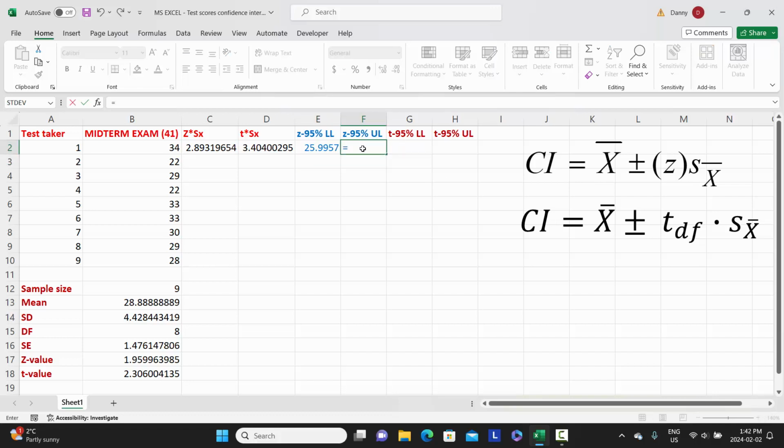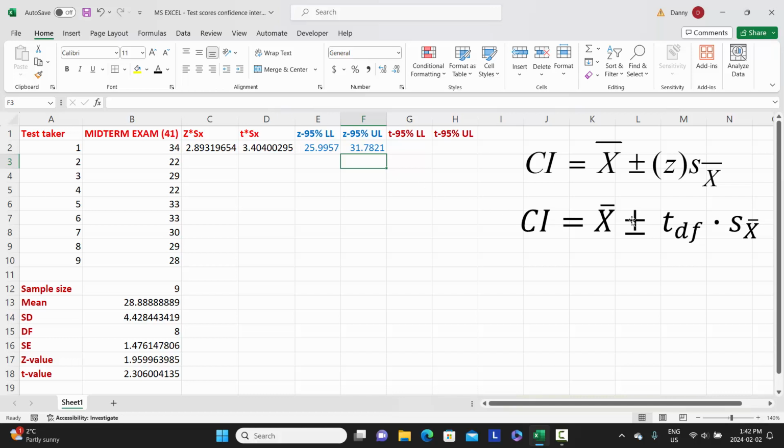Now for the upper limit, we follow the same pattern. So I'm going to hit the equal sign. I'm going to take my average, and this time I'm going to add it to the product of z times the standard error. So now we have a 95% confidence interval that ranges between 25.99 or 26 to 31.8, and what we're stating here with this confidence interval is that with 95% confidence we can state that the population average likely resides within this range.